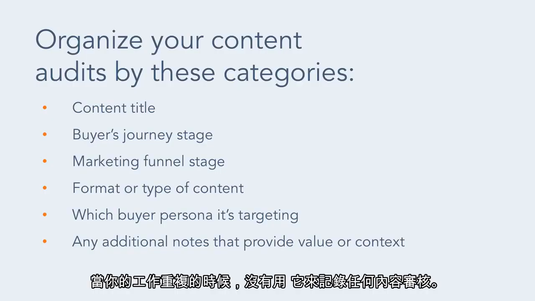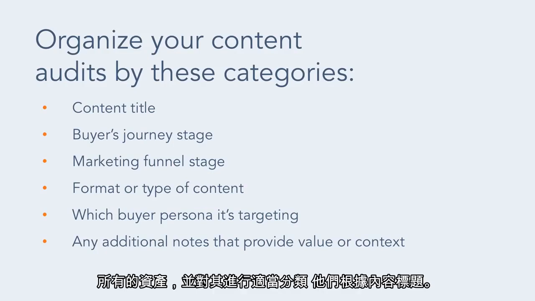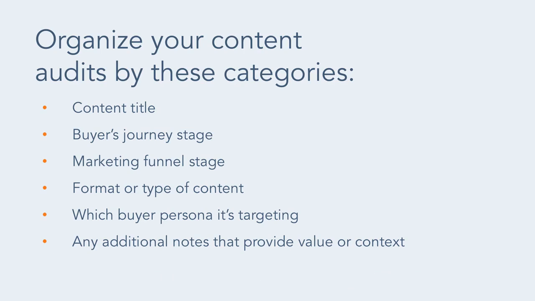When it comes to documenting a content audit, there should be a place for you to insert all of your assets and properly categorize them based on content title, buyer's journey stage, marketing funnel stage, format or type of content, which buyer persona this is targeting, and any additional notes that provide value or context.